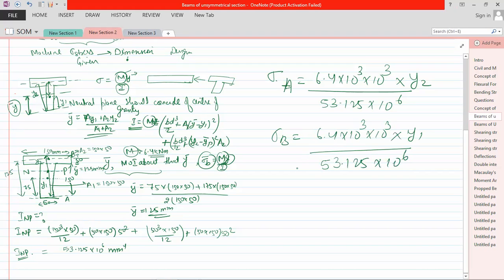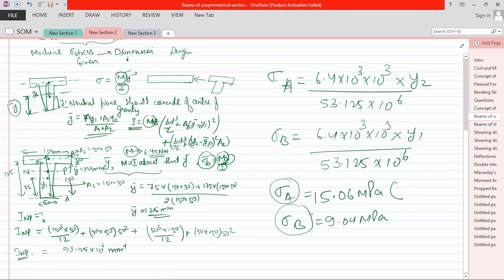Now, you can see that sigma A is coming 15.06 megapascal and sigma B is coming 9.04 megapascal. What is the meaning of this? As you can see, in symmetric sections both are equal, but here, because the neutral plane has shifted upwards, the distance is reduced.